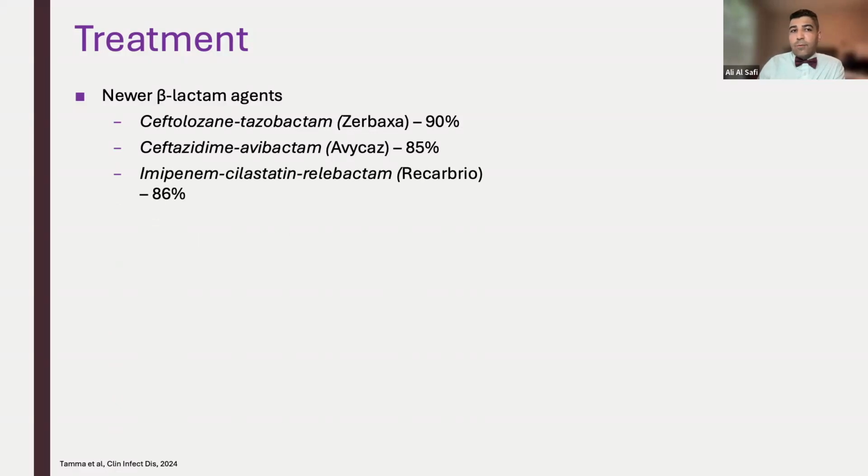What if you ask me, what if all these new beta-lactam agents do not work? What if we have a really nasty Pseudomonas that is resistant to even these 3? We have one last option, which is cefiderocol, or Fetroja. This is our last resort in terms of antibiotics.